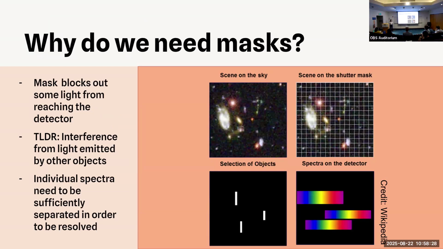Now, why do we need masks? First off, a mask is just something that blocks out some light from reaching the detector on a telescope. And why do we want a mask? It's because there are a lot of objects in the sky in any given area that can be emitting light. If we were to capture all of the spectra from all of these light sources, we would end up with a lot of overlapping spectra on the detector, making it impossible to resolve or determine which spectrum is which. So by blocking out light from all of the objects we're not interested in, we're able to clearly detect the spectra from the objects we are interested in.